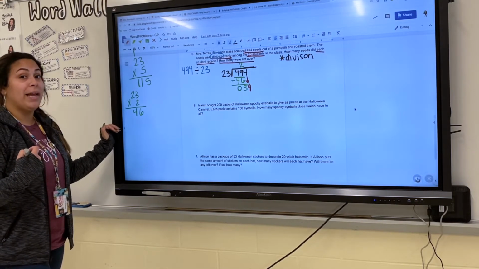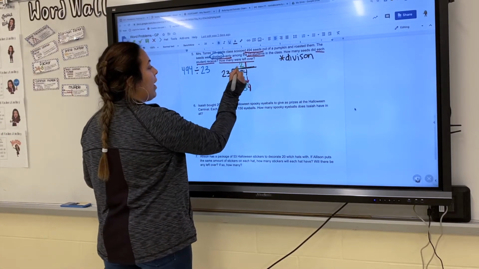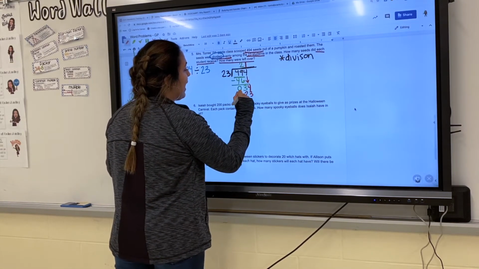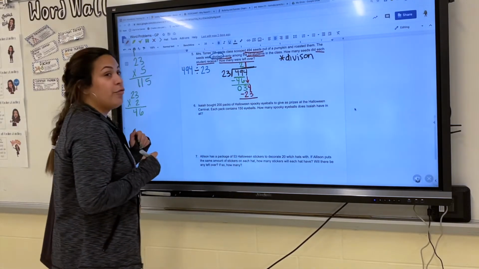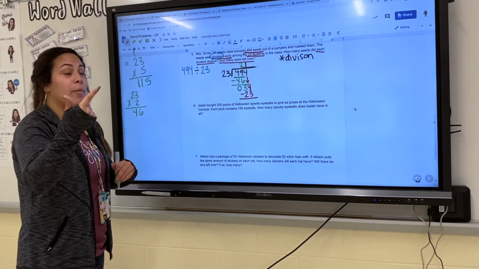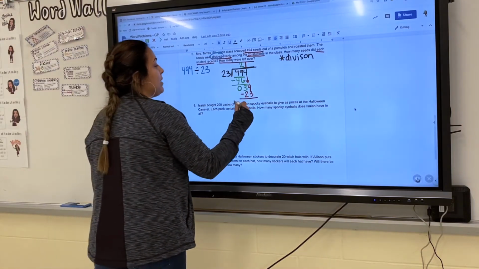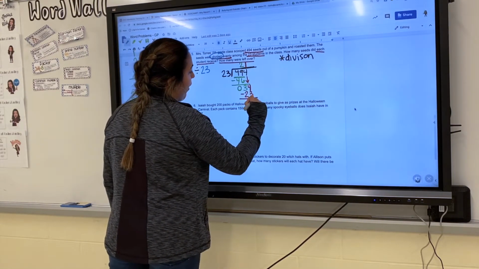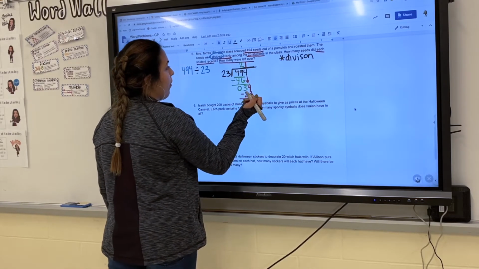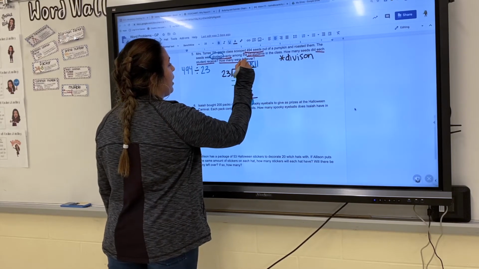If you're saying 1, you're correct, because 1 times 23 is 23, and that gets me underneath 34. We want to get as close to 34 as possible without going over. So now, I'm going to subtract. 4 minus 3 is 1. 3 minus 2 is 1. So our answer is 21, remainder 11.